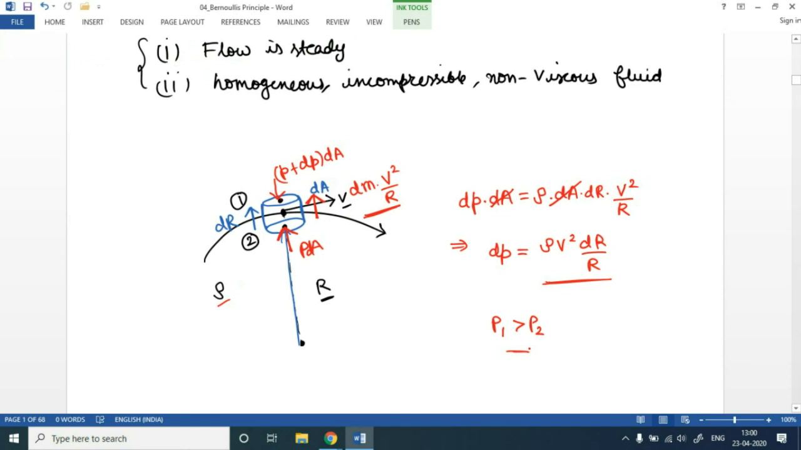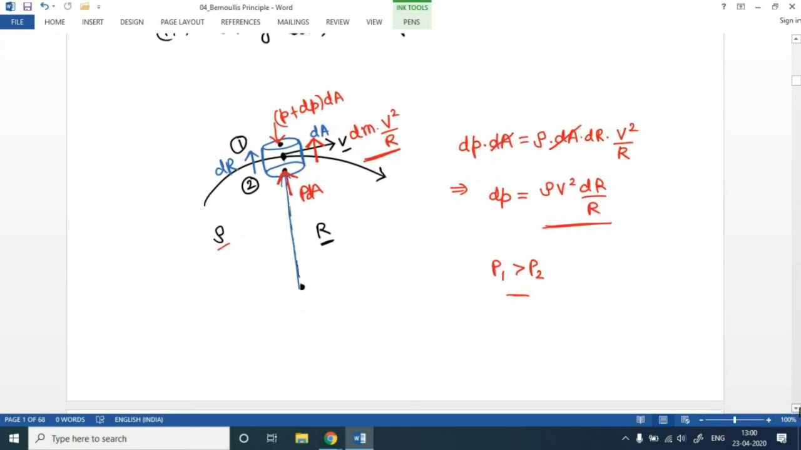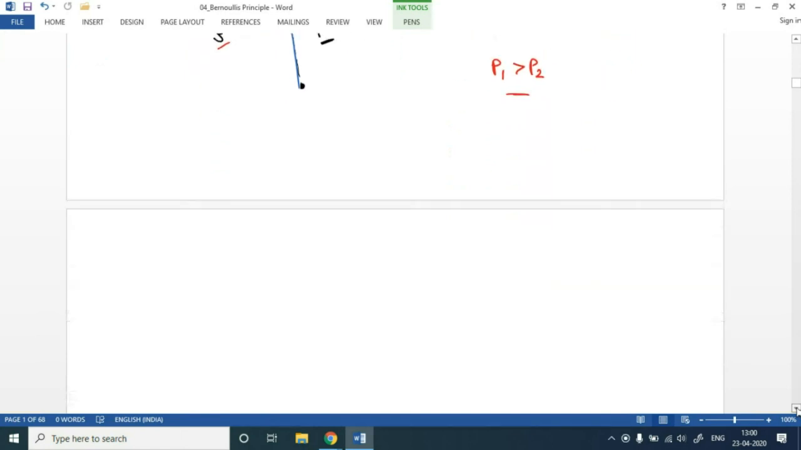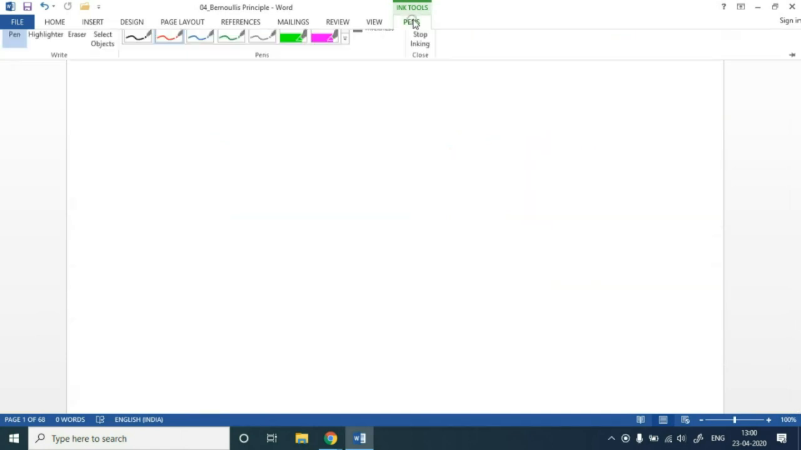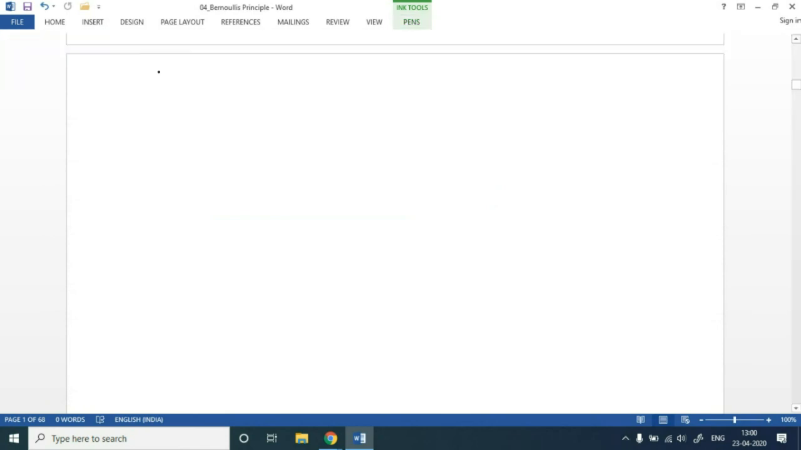So this was one question related to streamline flow. Now let's move on to the next discussion, which is the equation of continuity. We will be talking about the equation of continuity.